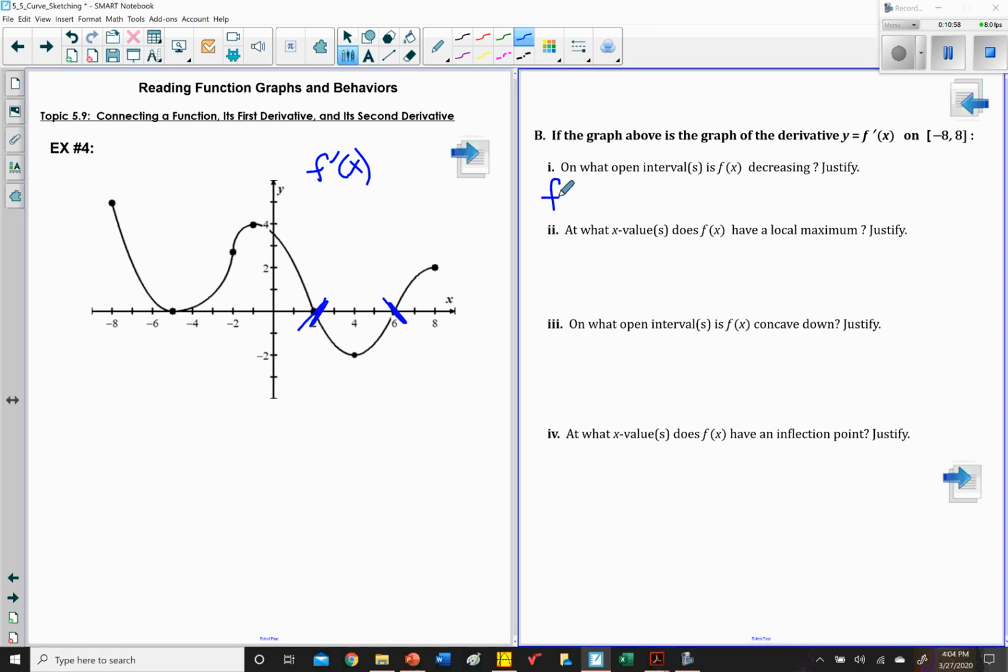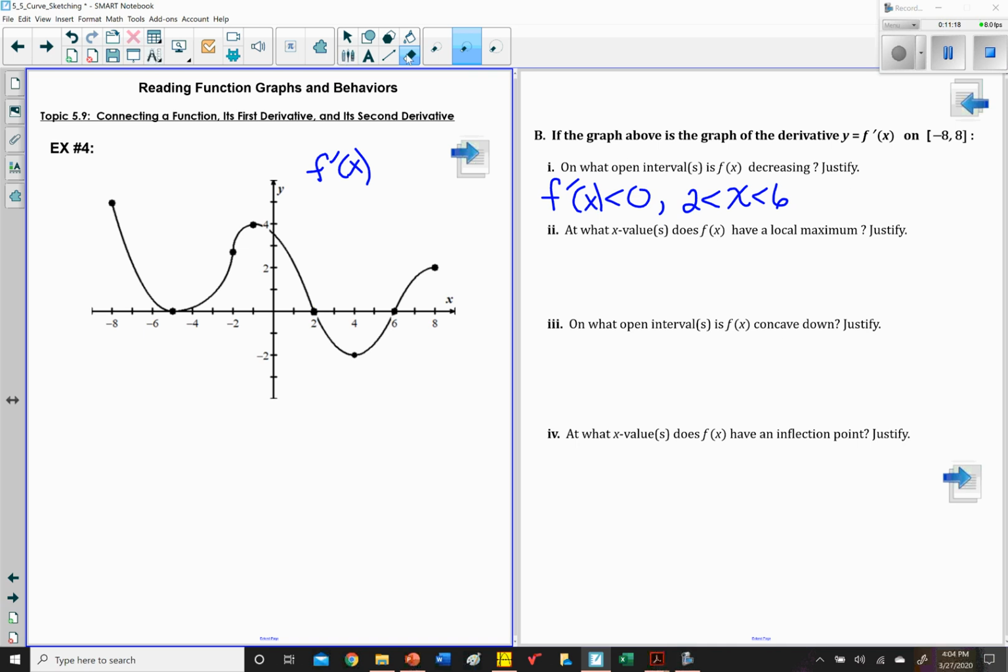So let's say where f prime of x is negative, that happens on 2 to 6. So I justified and I stated the interval. On a free response, we'd want to write it a little more formally with a full sentence. At what x values does the function have a local maximum, and justify that?